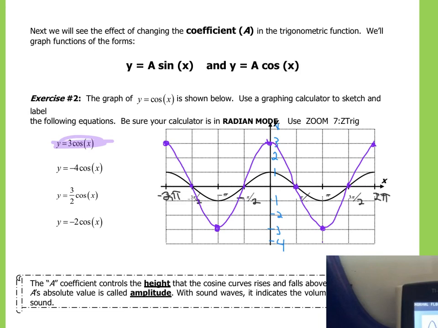So what I want you to do is to pause. You really got to pause and do this. Don't just wait for me to do it. And I want you to graph the other 3 graphs there and try to take a guess, or an educated guess, on what this number in front is really doing to the graph.